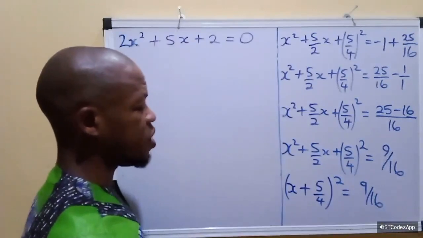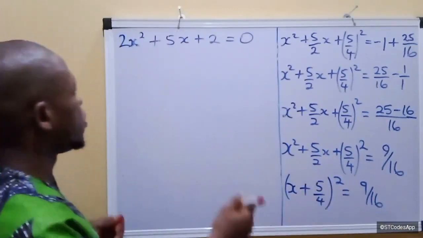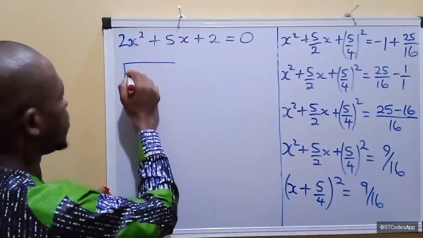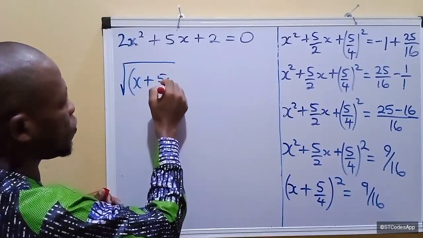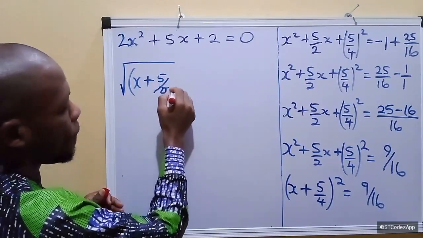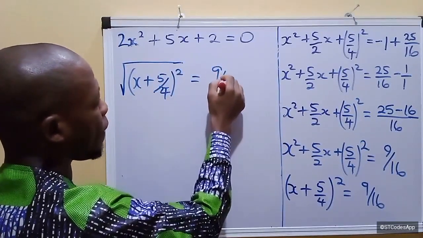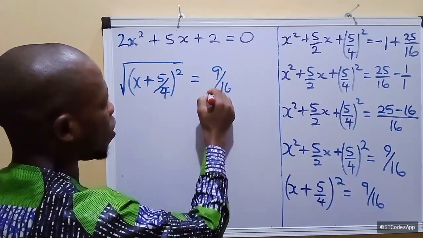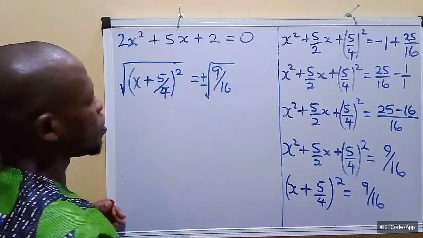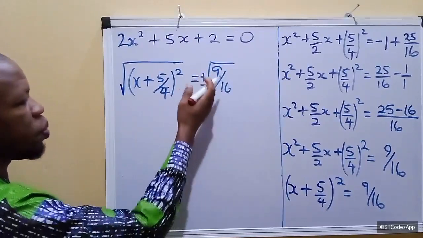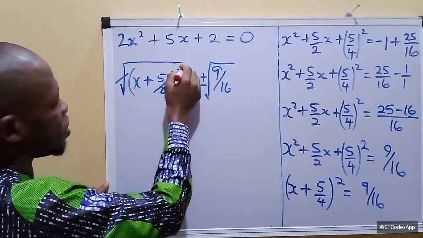Now at this point, what I'm going to do is find the square root of both sides of the equation so as to eliminate this square here. So to do that, I'm going to have the square root of x plus 5 all over 4 all squared equal to the square root of 9 all over 16. And this is going to be plus or minus, because the answer here is going to give us positive or negative. So by that, this square root cancels the square.